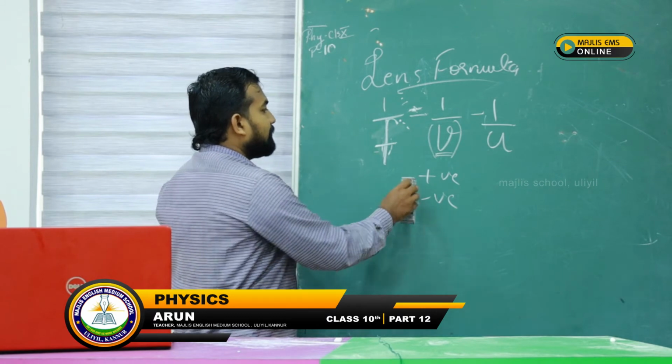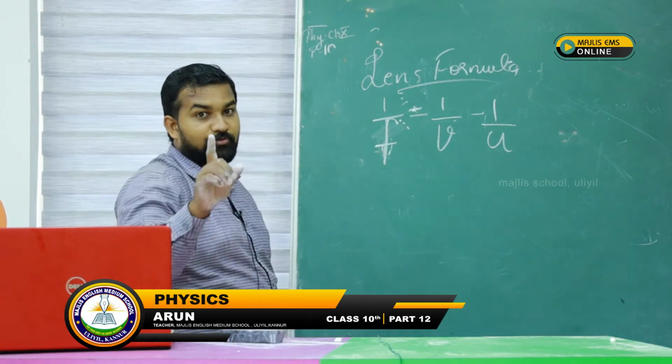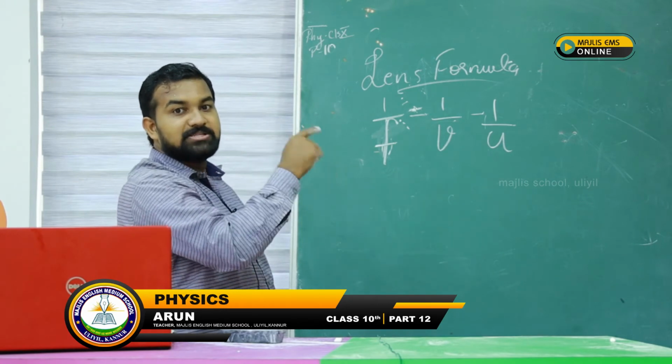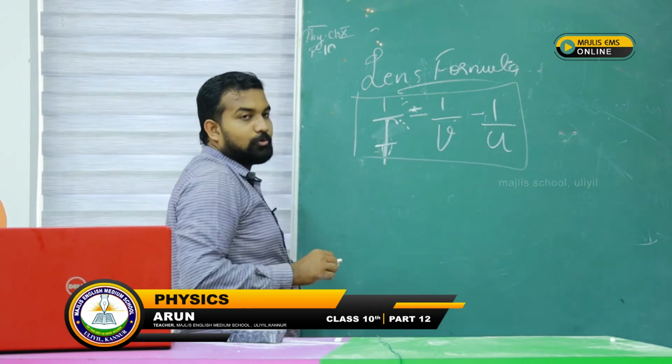Okay, so 1 by f is equal to 1 by v minus 1 by u. Before it was 1 by v plus 1 by u for the mirror formula. Now it is 1 by v minus 1 by u. So this will be the lens formula.